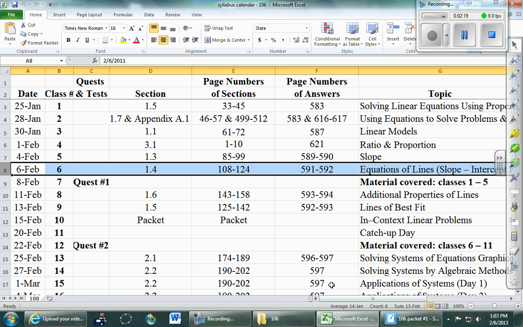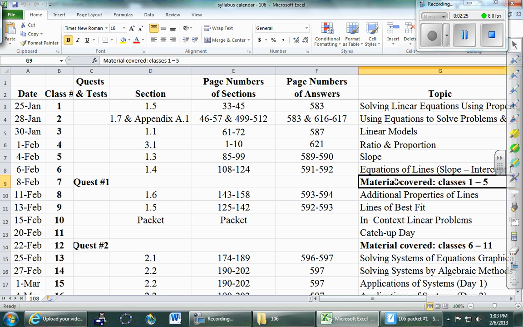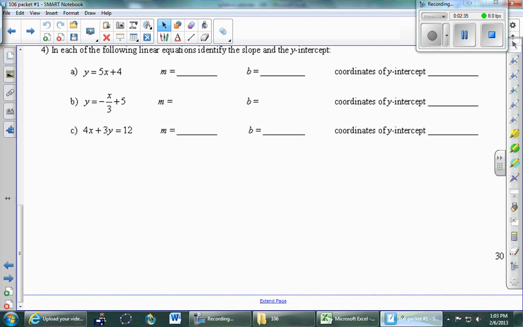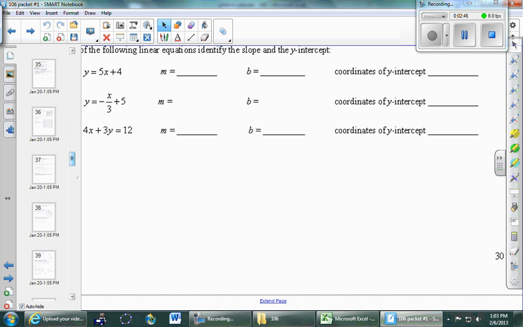Okay, so to be clear again, the quest, as it says here, covers classes 1 through 5. That's everything we did up until last class. So the new stuff we are doing today is not going to be on the quiz, all right? And again, we're here on page 30. That's where we'll begin. But if you fast forward to page 35, I think that's where we found that wonderful resource with the practice problems for the quest. So we can just check there real quick.